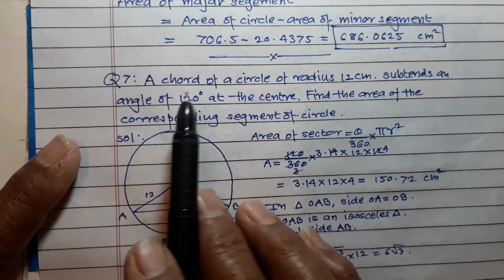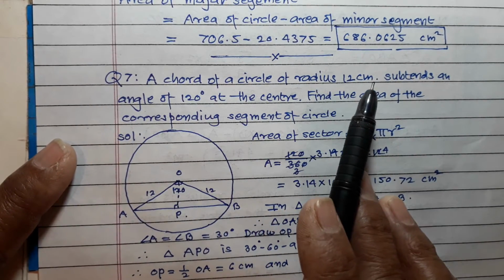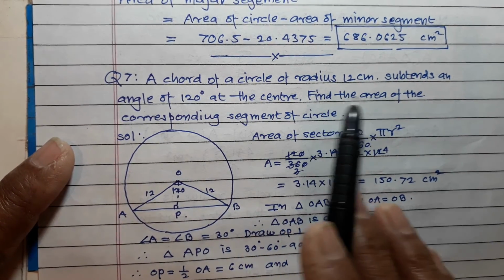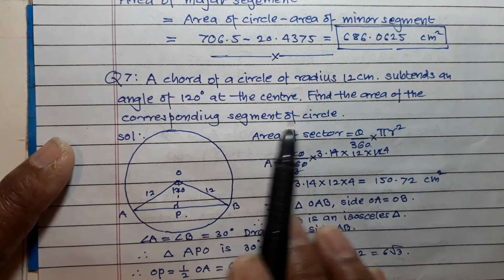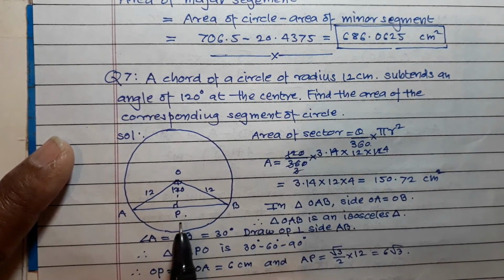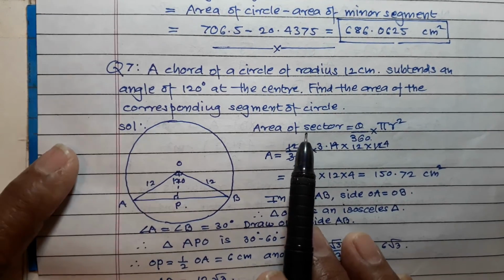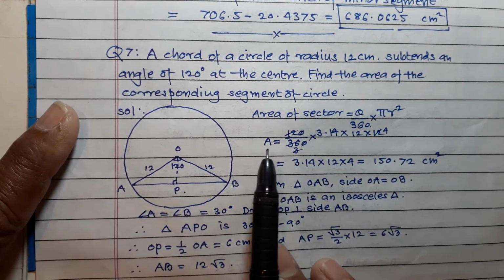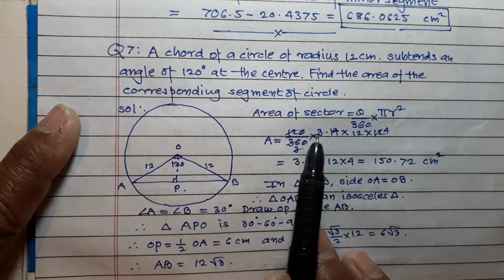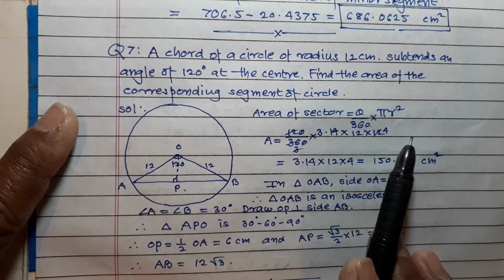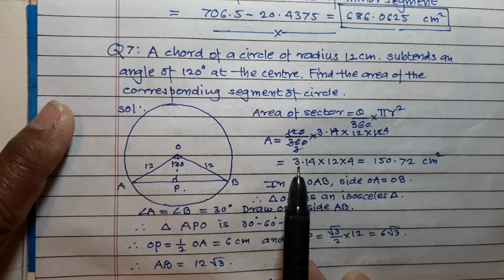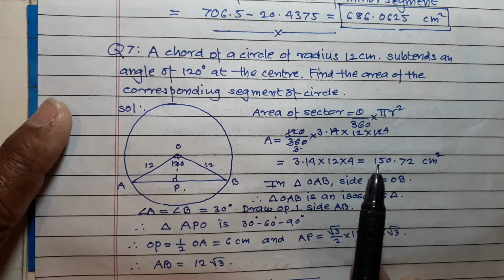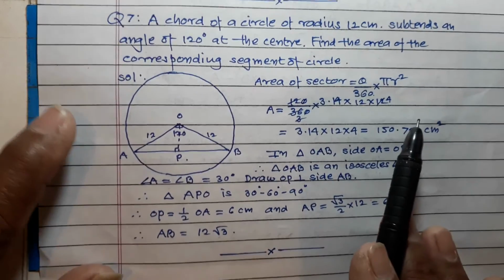Question number 7. A chord of a circle of radius 12 cm subtends an angle of 120 degrees at the center. Find the area of the corresponding segment of the circle. So find the area of this segment. Area of sector is equal to theta upon 360 into pi r square. So area is equal to 120 upon 360 into 3.14 into 12 into 12. If you simplify this, you will get 3.14 into 12 into 4. Multiply this, you will get 150.72 cm square.